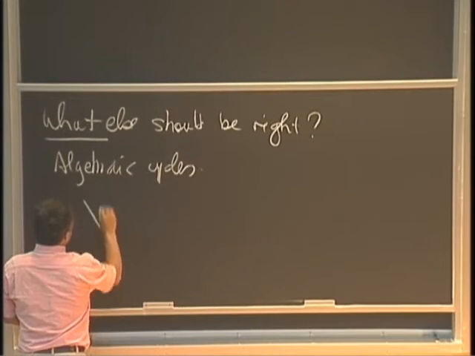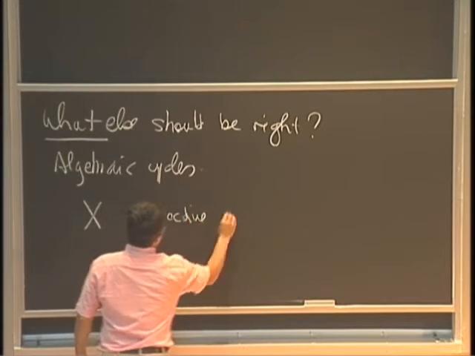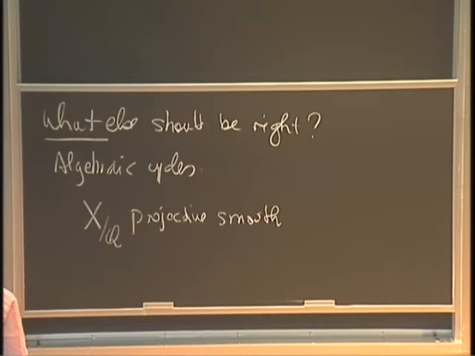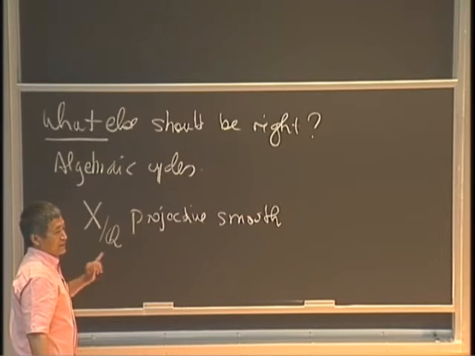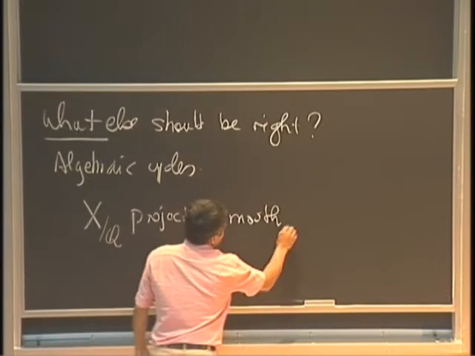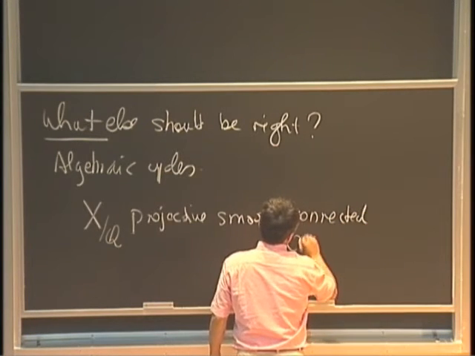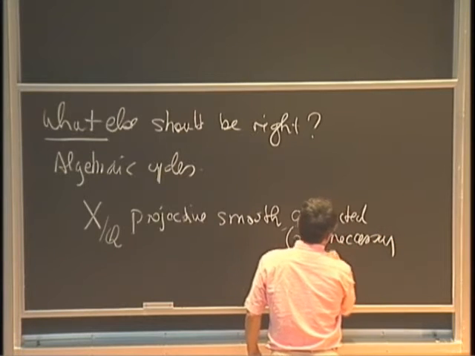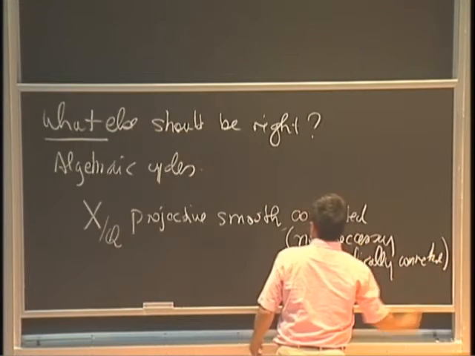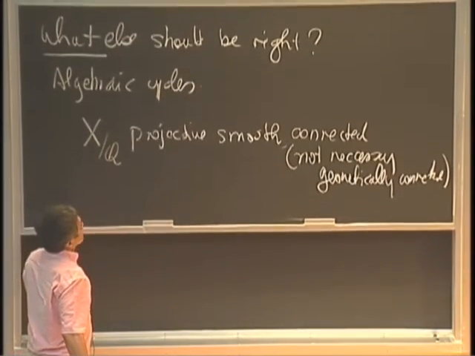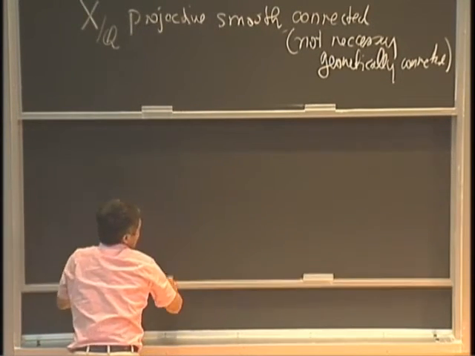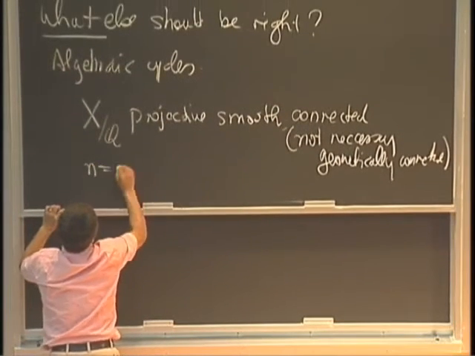So I start with a variety X that is projective, smooth. I will talk about varieties over Q. This way I can assume X is connected but not geometrically connected. I'm just being lazy. I don't want to put a number field here. So it's connected, but not necessarily geometrically connected, like Shimura varieties, for example. So the object I want to consider is, say n, the dimension of X.